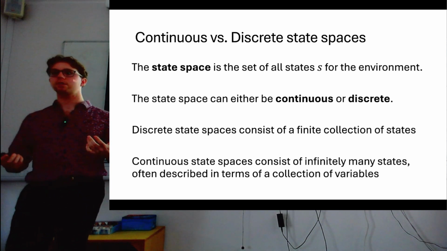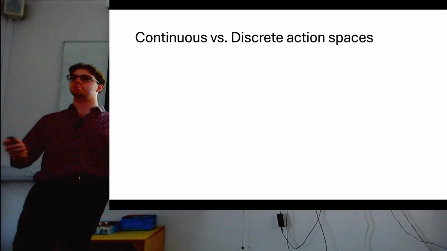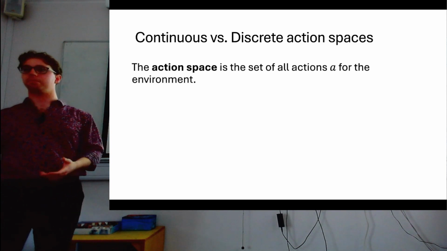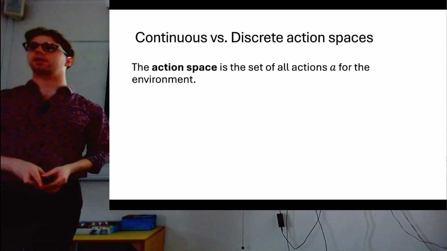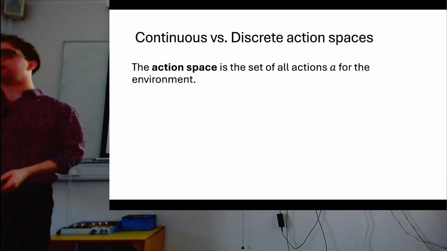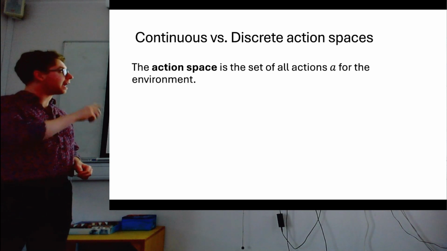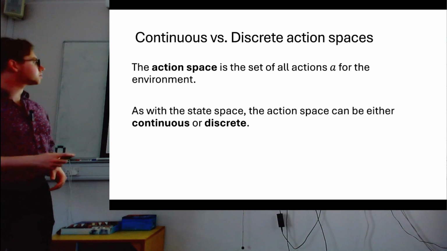And just as our states can be continuous or discrete, our action space can also be continuous or discrete. The action space is just the set of all possible actions that can be performed in each state in the environment. For chess, it's all valid chess moves that I could perform, right? And again, this can either be continuous or discrete, meaning exactly the same thing.